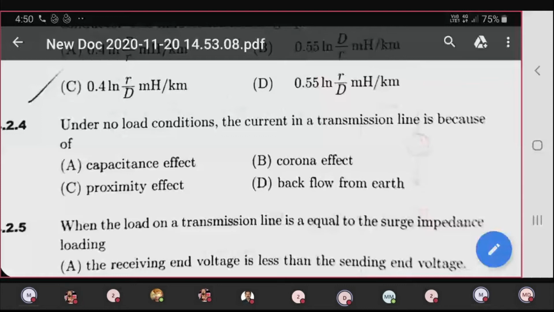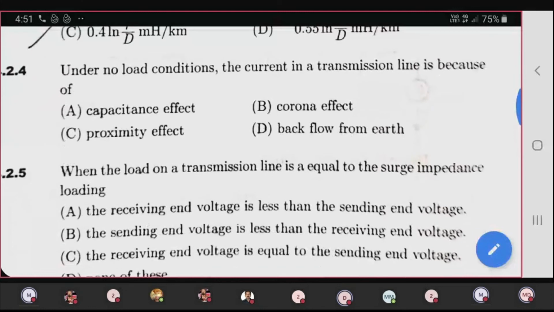Based on Ferranti effect and SIL, you may get 2 to 3 questions in each and every GATE examination. Minimum 1, maximum 2 questions from SIL, Ferranti, Corona. From these definitions, you may have questions. So remember the definitions of Corona effect, Ferranti effect, proximity effect, and surge impedance loading. Based on these four, you may have problems or theory-based questions.